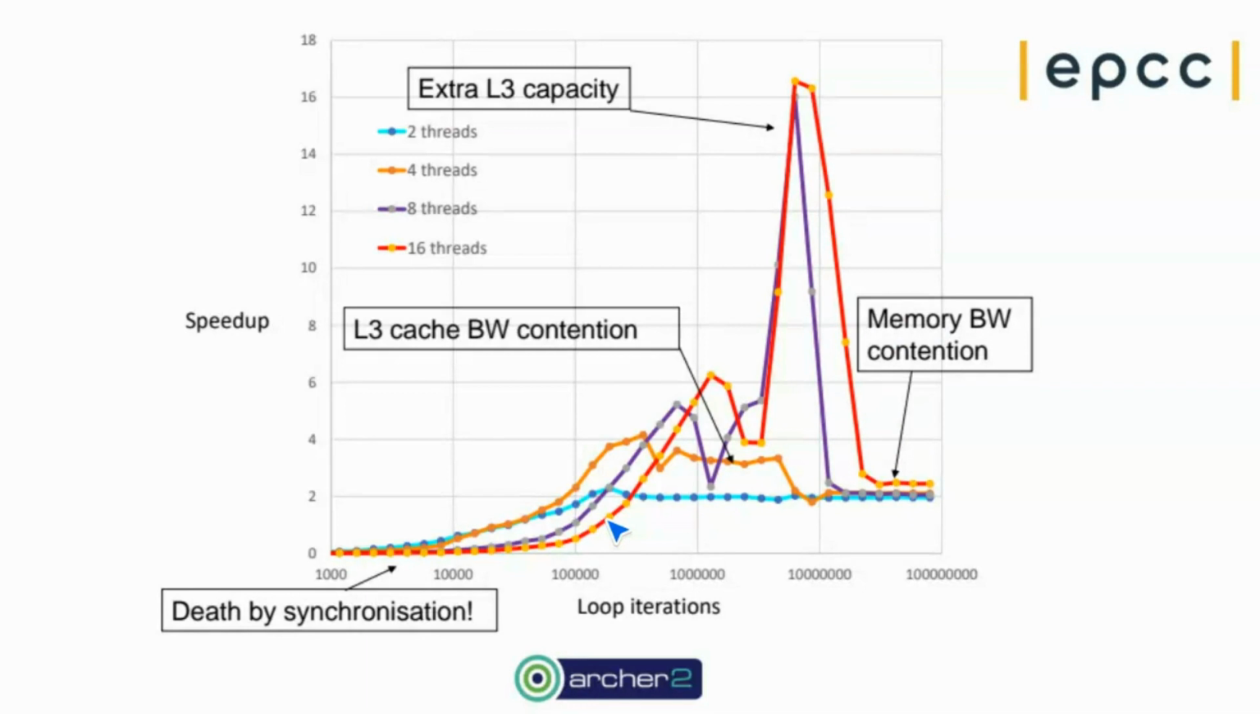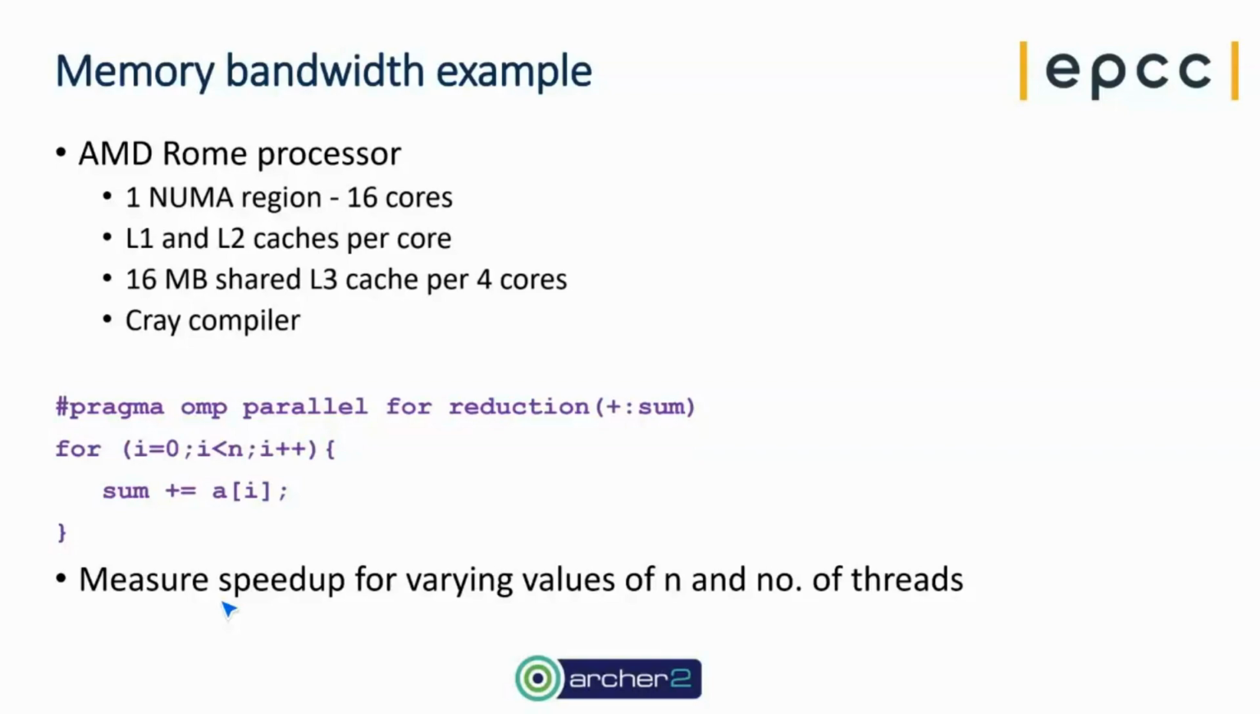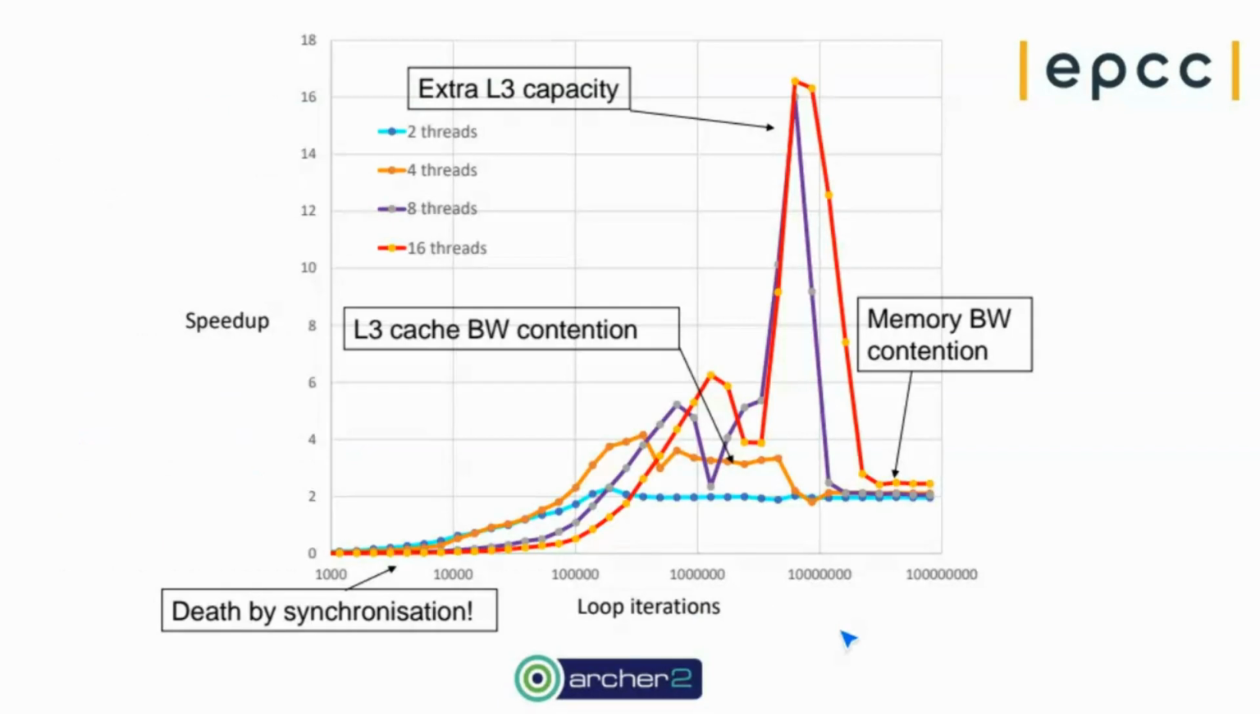this loop vectorizes perfectly, so you can basically saturate the floating point units with this loop. The loop iteration is equivalent to data size. These were doubles, so if you multiply by 8, you get the data size here.